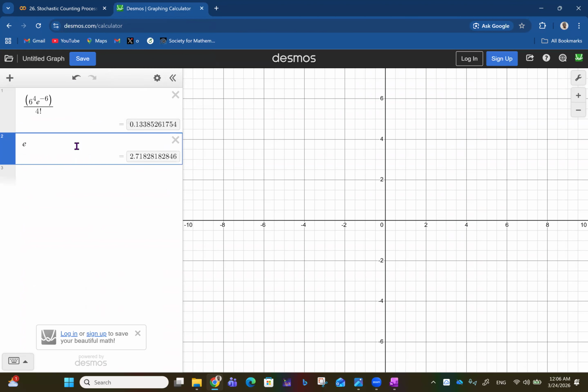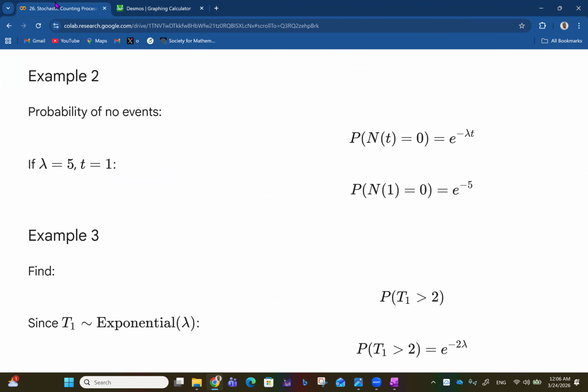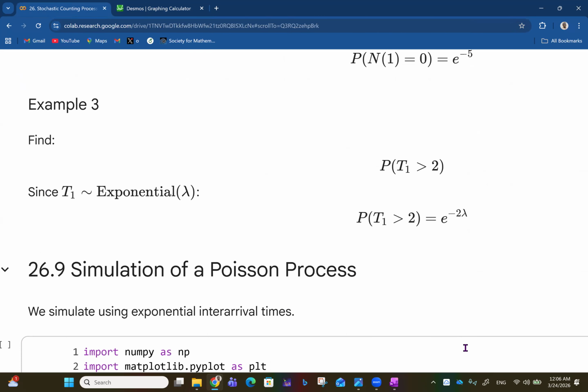You have e raised to power minus 5, and that is 0.000673779. Now, for example 3, you want to find the probability that the interarrival time T1 is greater than 2. Since the interarrival time T1 is exponentially distributed, the probability that T1 is greater than 2 will be e raised to minus 2 lambda. So whatever lambda is, you can then fix it up and get your results.